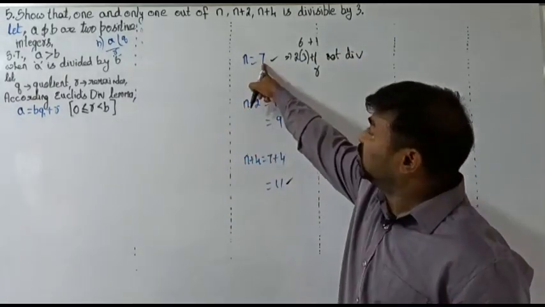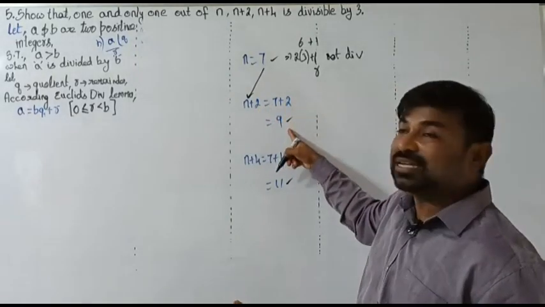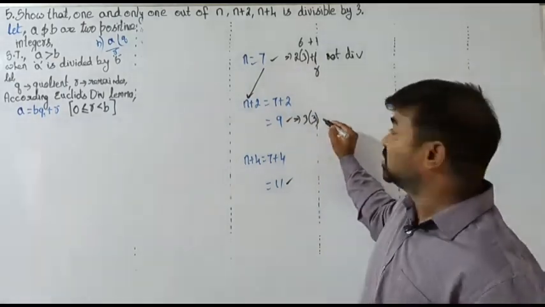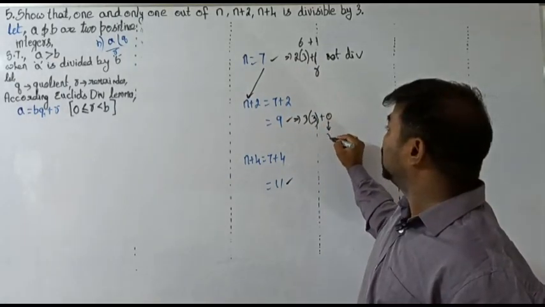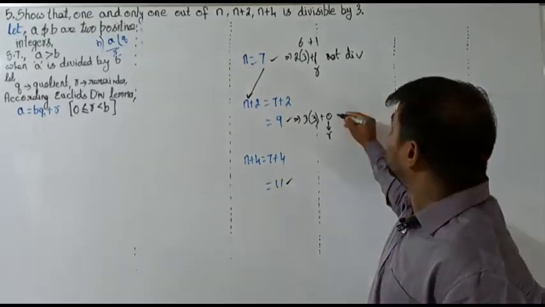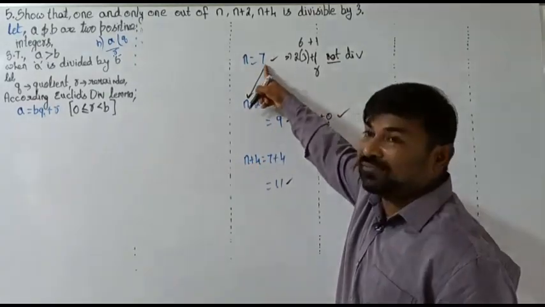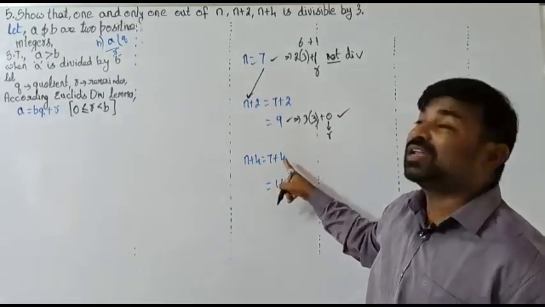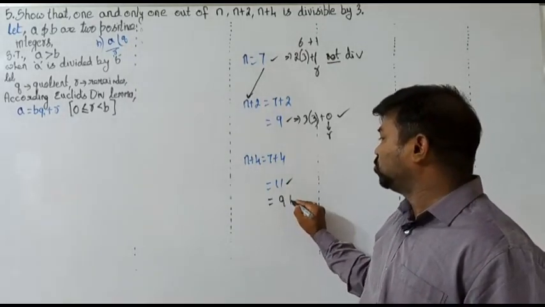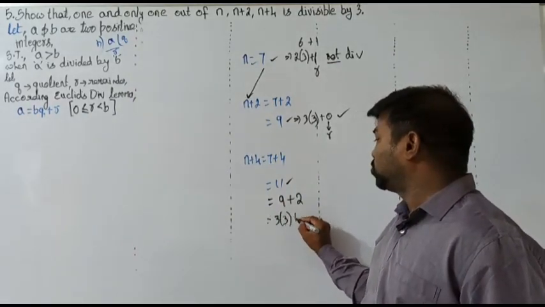Yes, now if n is equal to 7, if you take the same n here, 7 plus 2 is 9. Now can I write that as 3 into 3? Yes, now the remainder is 0. The remainder is 0. Is it divisible by 3? Yes, it is divisible. Here it is not divisible. Here it is divisible. If n is equal to 7, what is n+4? 7 plus 4, which is nothing but 11. Now, can I write that as 9+2? Yes. Now, can I write this as 3 into 3 plus 2?